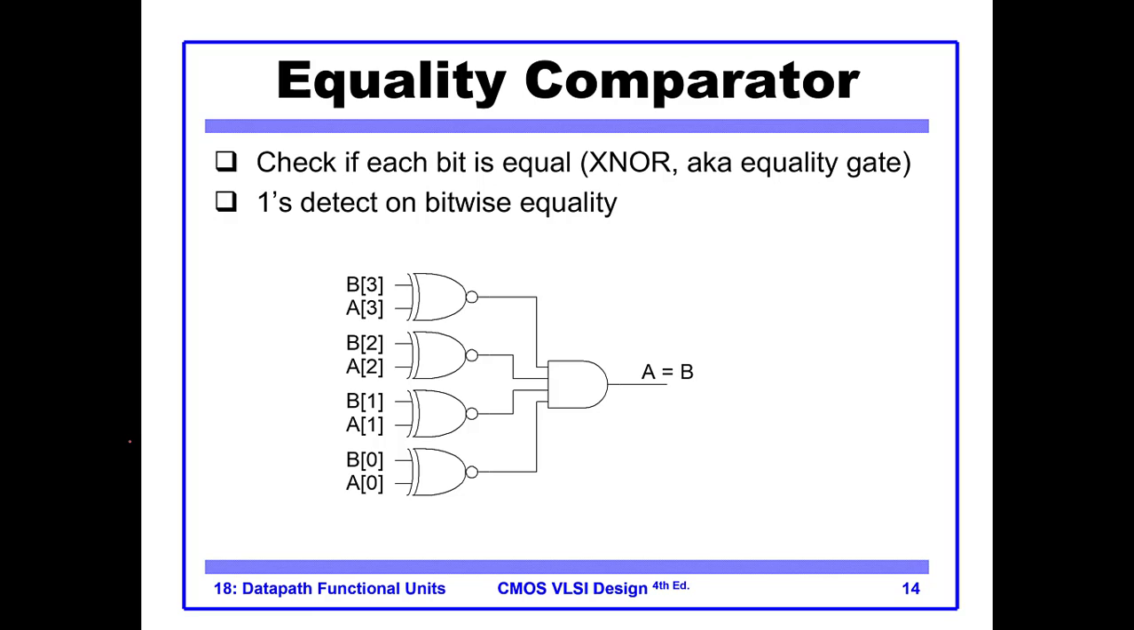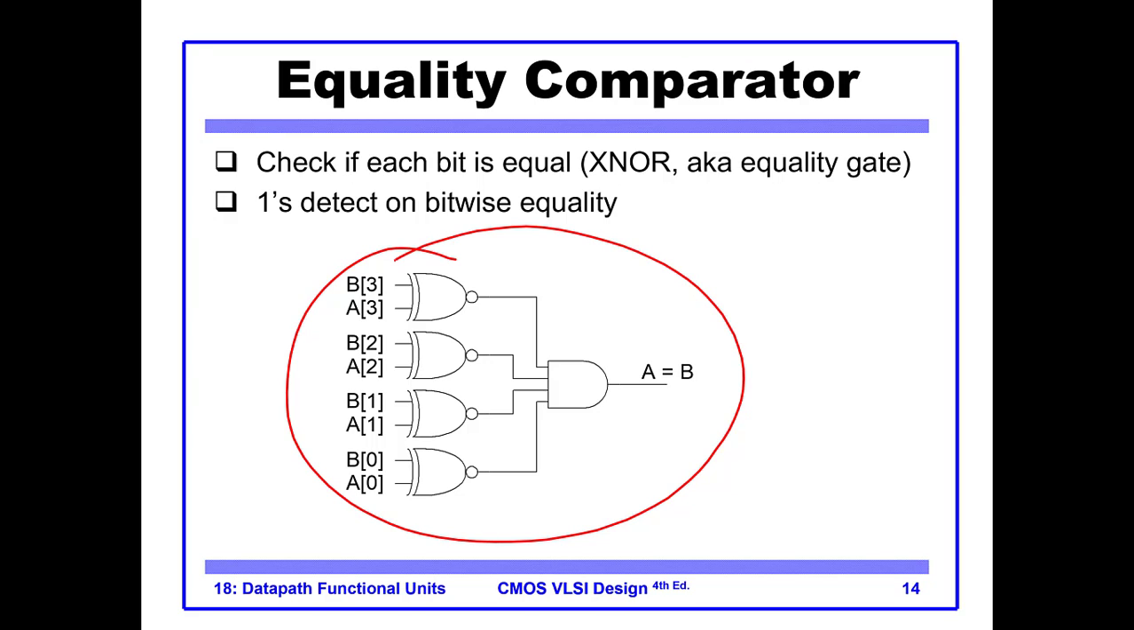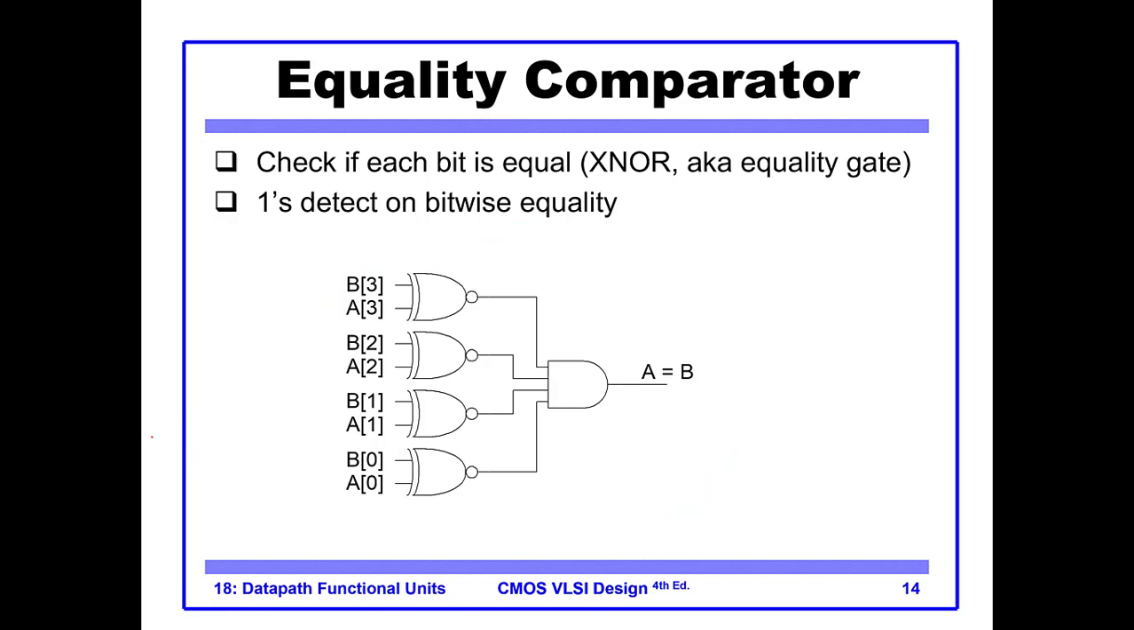Equality comparator. So this is basically an XNOR gate. If you want to check if 2 things are equal, just put an XNOR gate. An XNOR gate is also called an equality gate. So you see this circuit, it's comparing A0, B0, A1, B1, A2, B2, and A3, B3, and you just put an AND gate. So if all the 4 are equal, then this is equal.